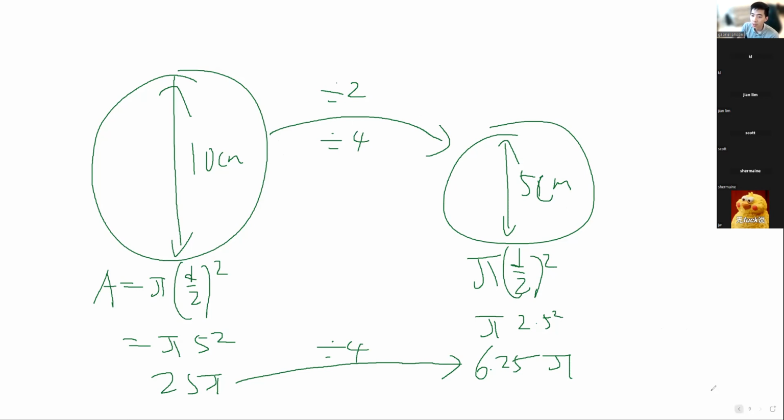Before I move on, anyone don't understand this part? The diameter and the radius are effectively working the same way. Double up the diameter, you quadruple up the area. You double up the radius, you quadruple up the what? You don't understand this part, really? Which part am I losing you, bro?